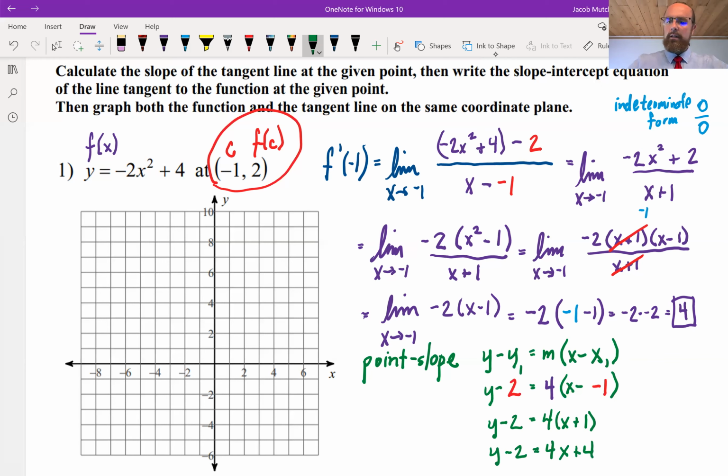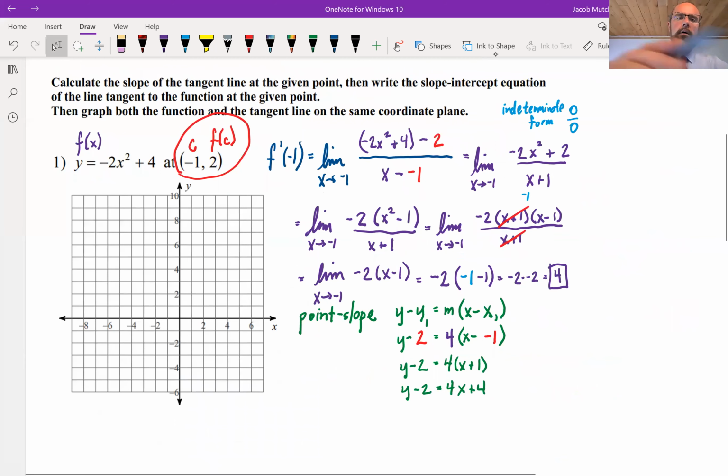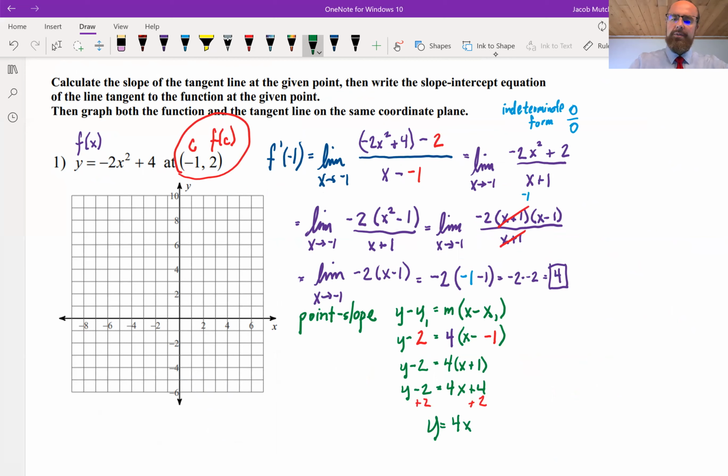And then the only term left to move is this minus 2 from the left. I'm going to add it over. And that gets me the equation of the tangent line at the point negative 1, 2. It's y equals 4x plus 6. And that's really a big part of this question, is generating that equation.